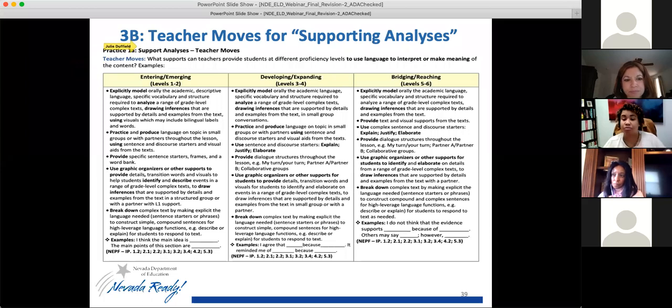And again, this is very similar to the other student moves, right? You would move to the right if you needed to increase the rigor, and move to the left if they needed some more supports. Next slide.